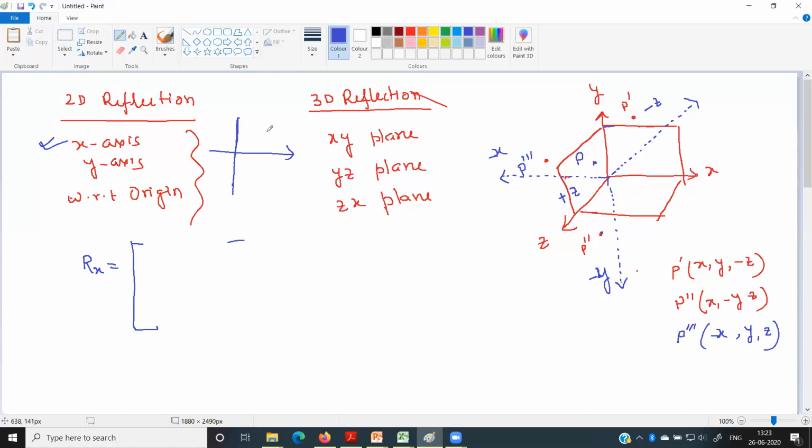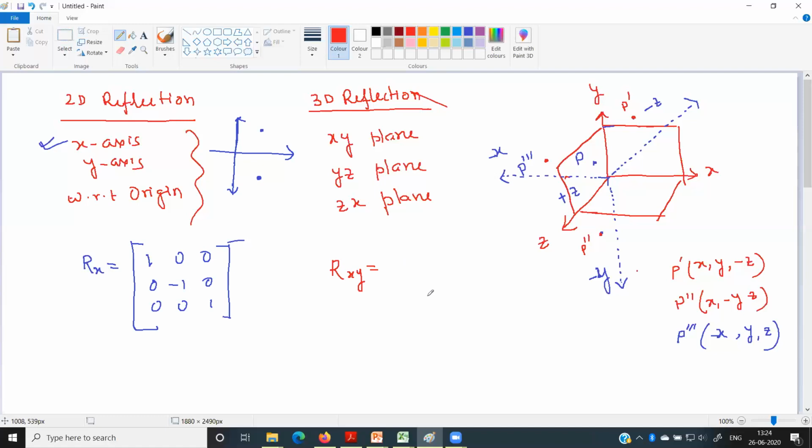You want to reflect this point P over here, so it will come over here. So X will remain positive, but Y is negative. So it will be 1, 0, 0; 0, minus 1, 0; and 0, 0, 1. Fine. So similarly, if I want to write down the reflection matrix in the 3D plane, here not the axis, we will reflect along XY. So we will write R of XY.